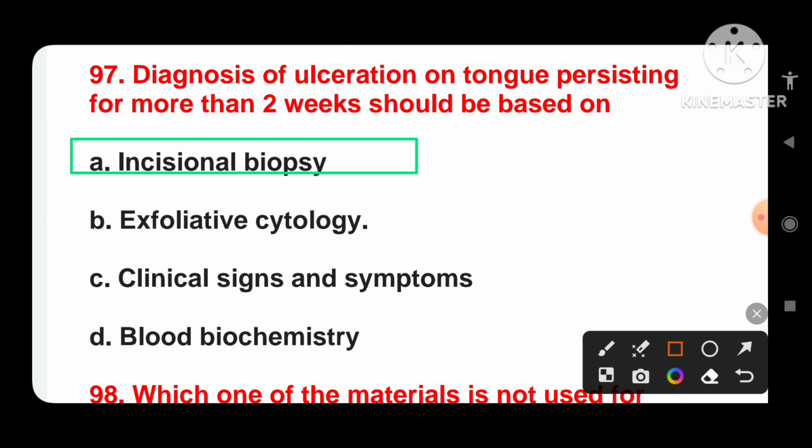An incisional biopsy involves taking a small sample of the tissue from the affected area for examination under a microscope, okay, to check for infection, inflammation, or such conditions like cancer.